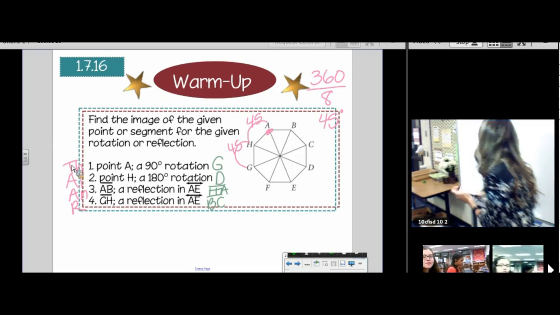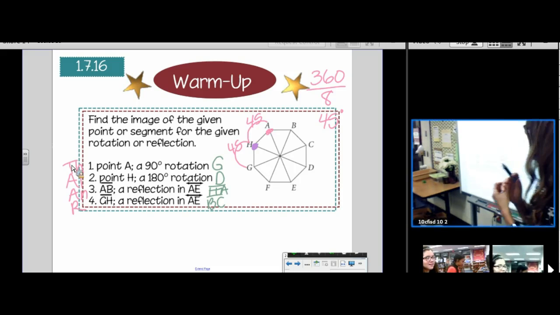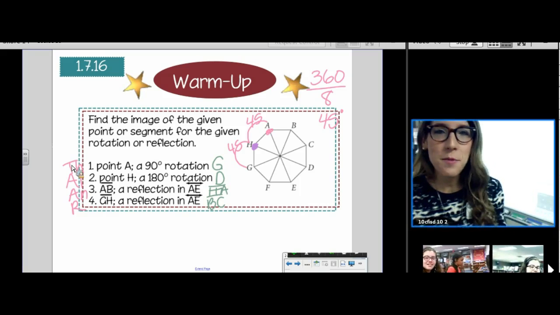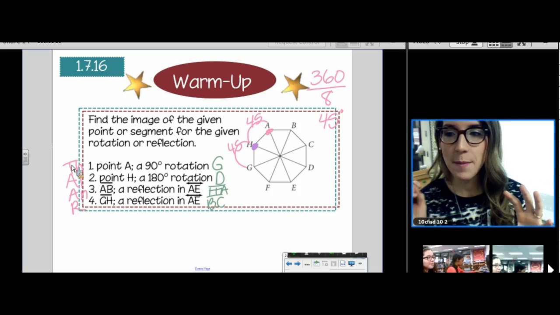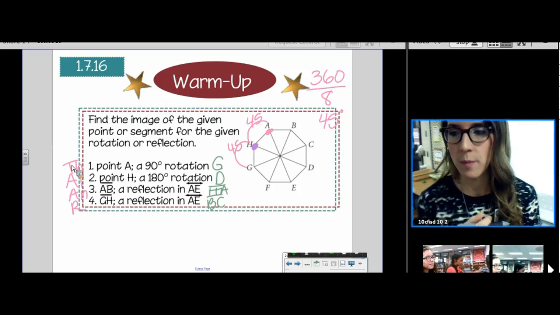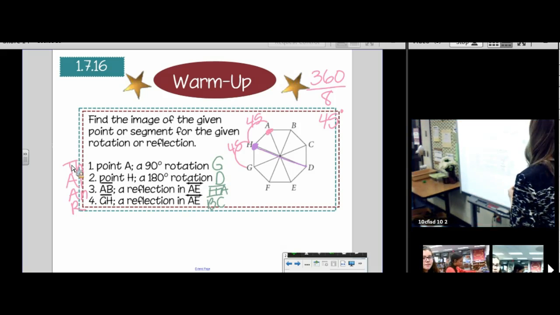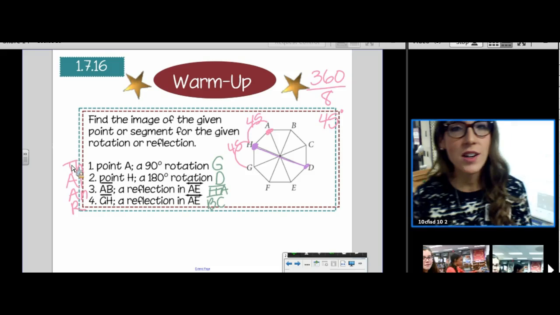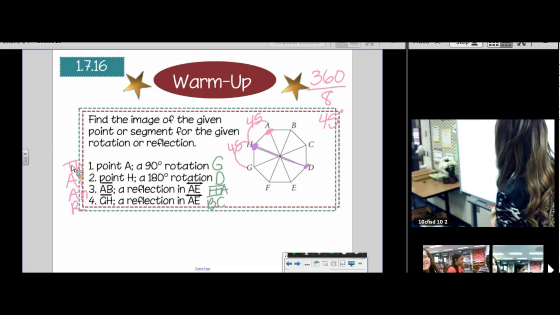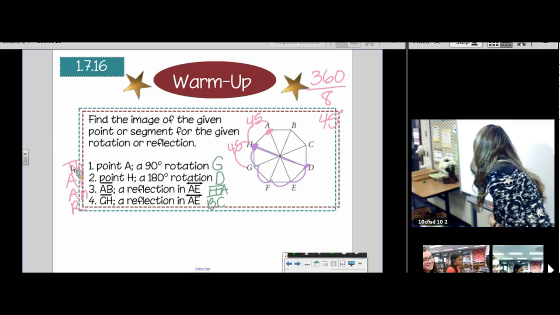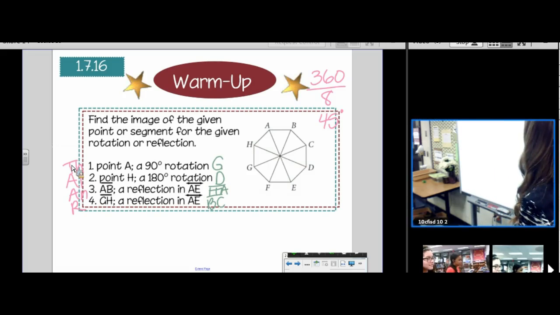Number 2, we're going to take point H, the purple one, and we're going to go 180 degrees. Now this is the one where it doesn't matter if it's counterclockwise or clockwise. It's going to be the same destination no matter which way you go. So you could also think of 180 degrees, oh, that's a straight line. I'm going to end up at D. Or you could say 180 degrees, well, that's 45 times 4. So you could go 1, 2, 3, 4. Either way, you end up at D. Very good.